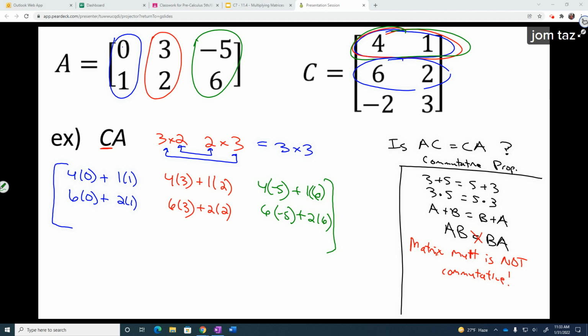And then we got to drop down and do our third row. So now third row, first column. -2 times 0 plus 3 times 1. Move over to the next column. -2 times 3 plus 3 times 2. And then our last column, -2 times -5 plus 3 times 6.